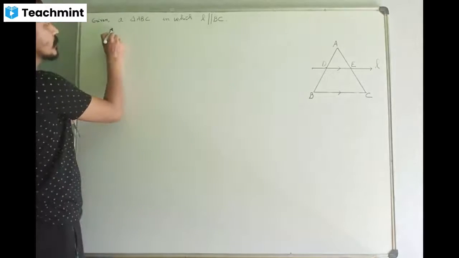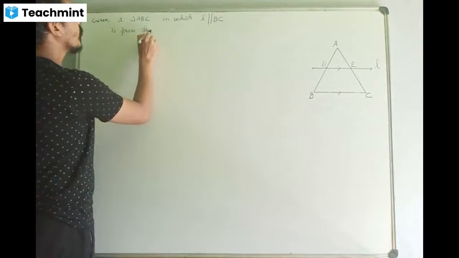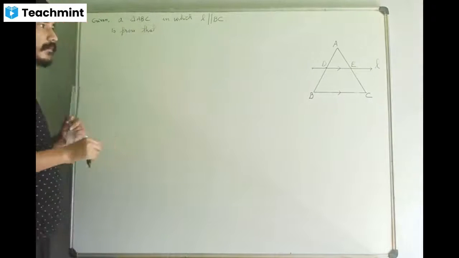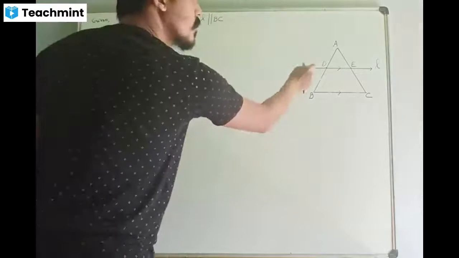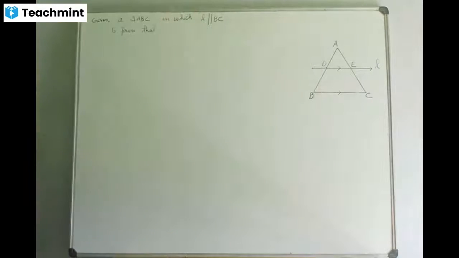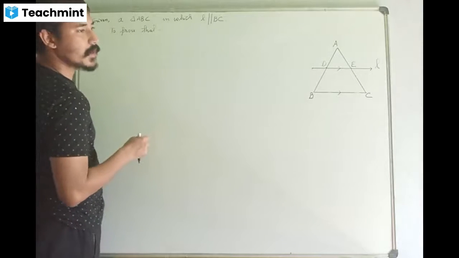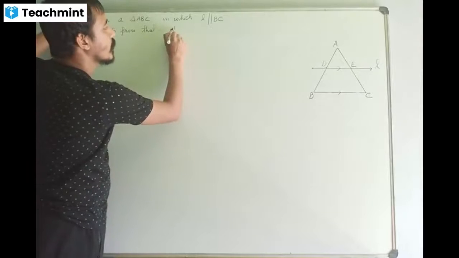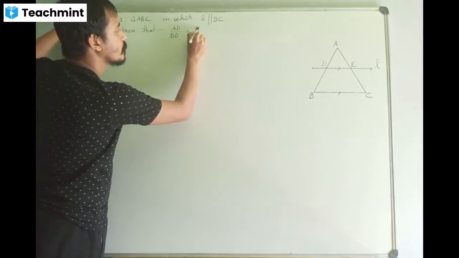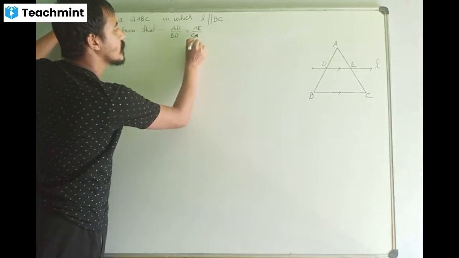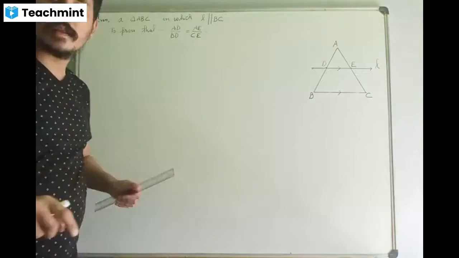Now we want to prove that since this line L intersects the other two sides at two different points, these two other sides are divided in the same ratio. Means AD upon BD is equal to AE upon CE. This is what we want to prove. Is it okay?